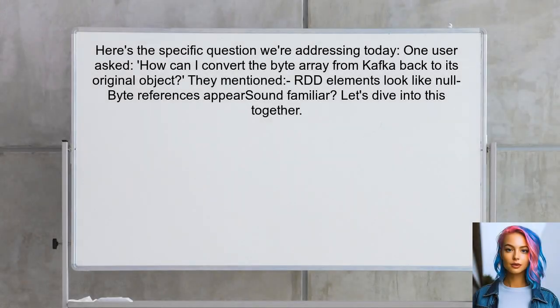Here's the specific question we're addressing today. One user asked, how can I convert the byte array from Kafka back to its original object? They mentioned that after deserializing, their RDD elements look like null and some byte references. Sound familiar? Let's dive into this together.